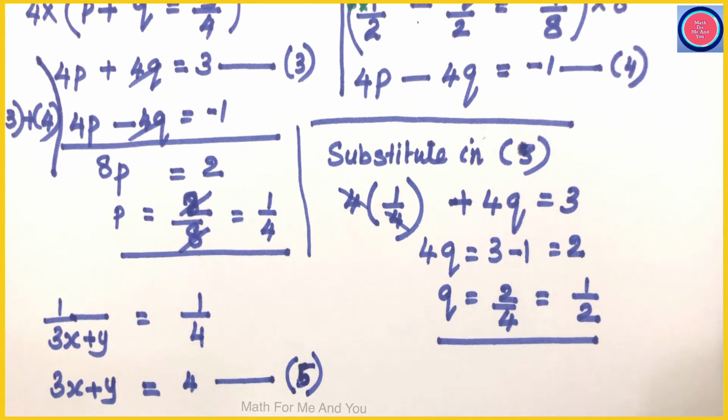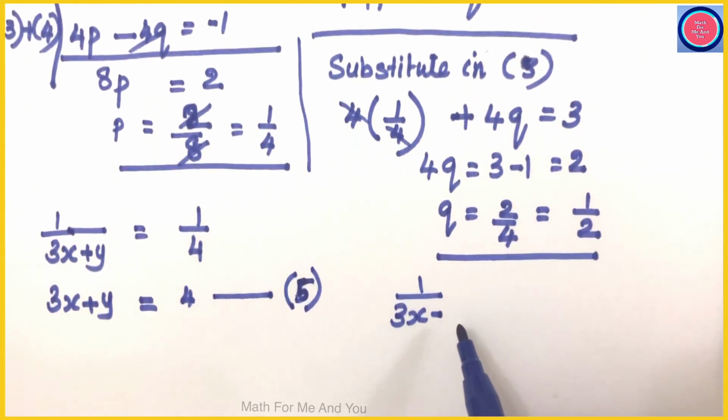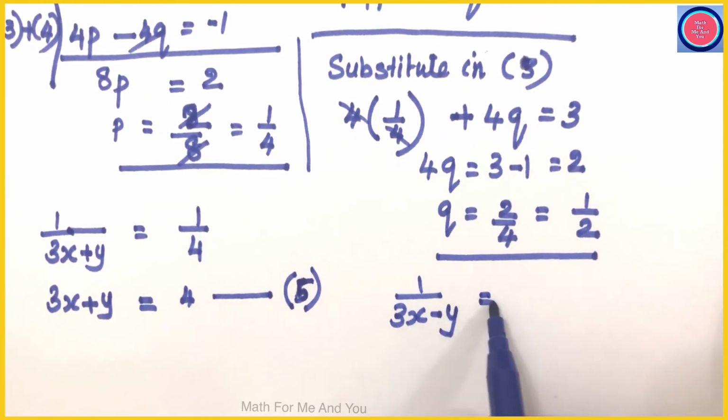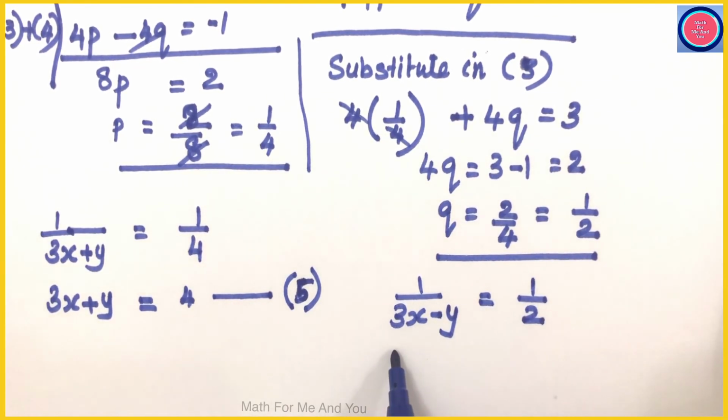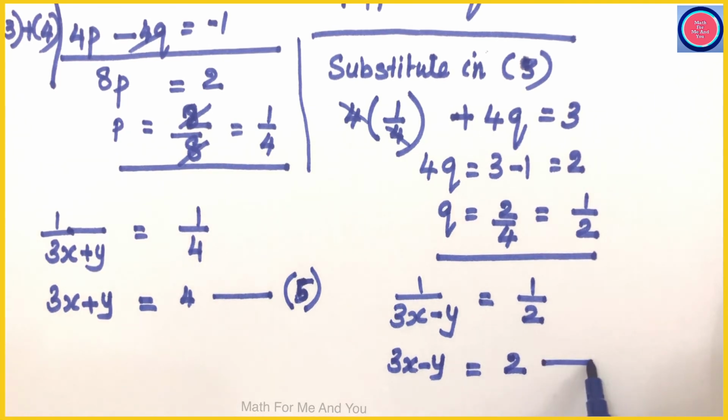Now we will look at what is q. We have taken 1 over 3x minus y as q. And here we got the value of q as 1 over 2. 1 over 3x minus y equals 1 over 2. Take the reciprocal. 3x minus y over 1, no need to write, just write 3x minus y is equal to, right side is 2 over 1, so write 2 only. Then we mark this as equation number 6.